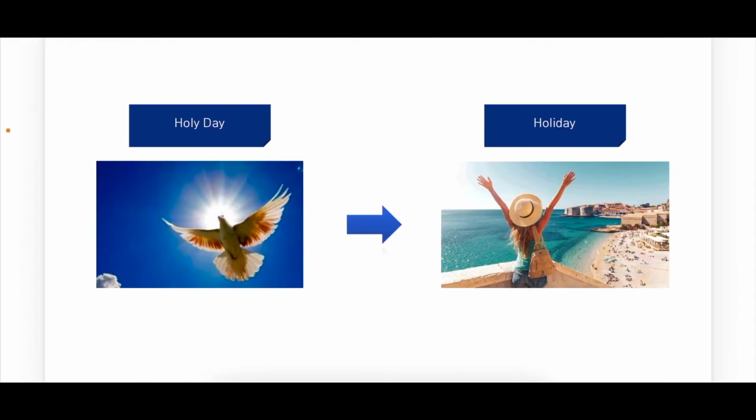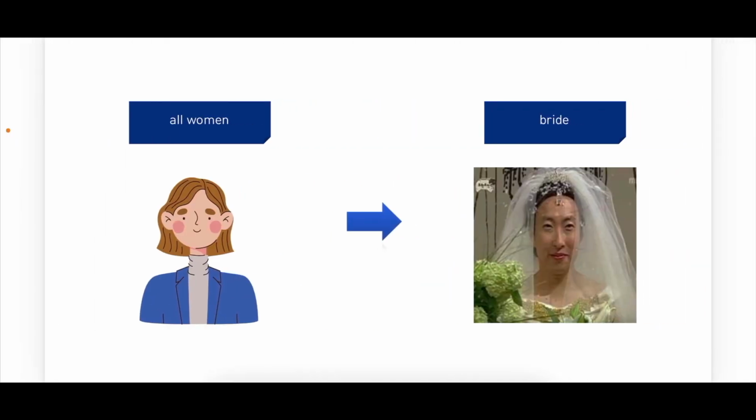An example of broadening of meaning is holiday, which originally referred only to religious festivals, but eventually broadened to mean any holiday or day off. On the other hand, narrowing of meaning can be seen in our word wife. It once referred to all women, but today it means only a married woman.